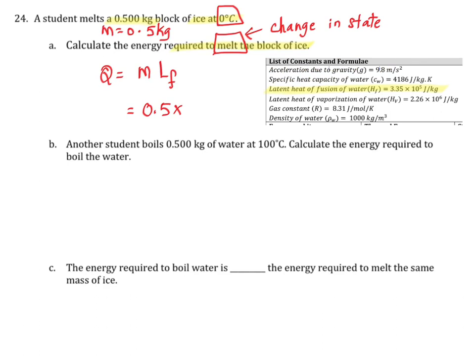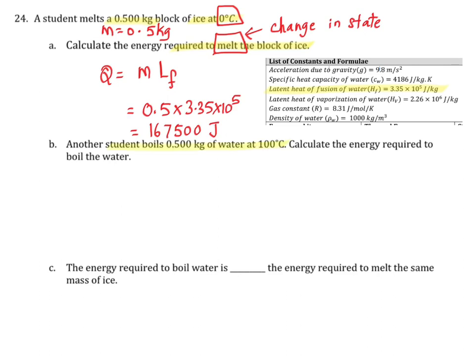The mass is given to us. Latent heat of fusion will be given in the formula sheet with the constants. As you can see on the right hand side, I have put the constants there. So latent heat of fusion of water is given as 3.35 times 10 to the power 5. We'll put that number. We get the answer as 167500 joules.